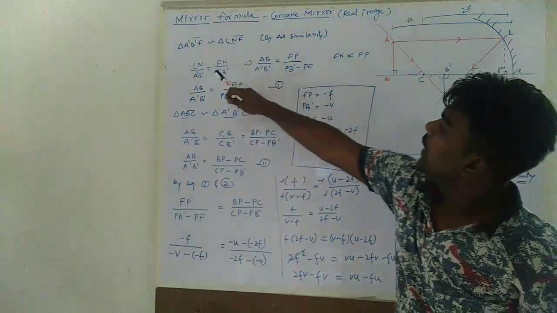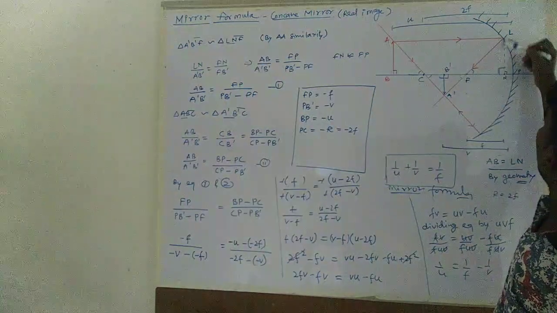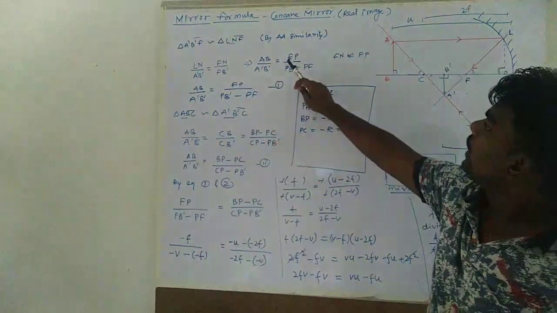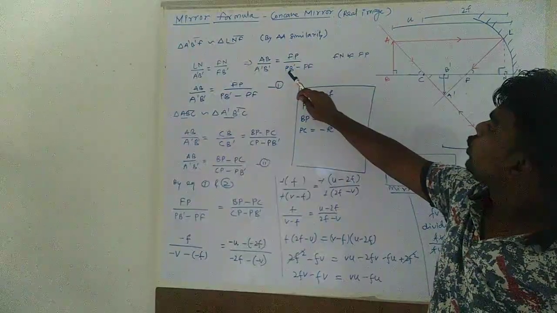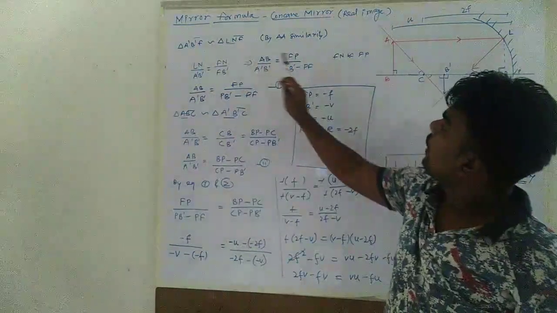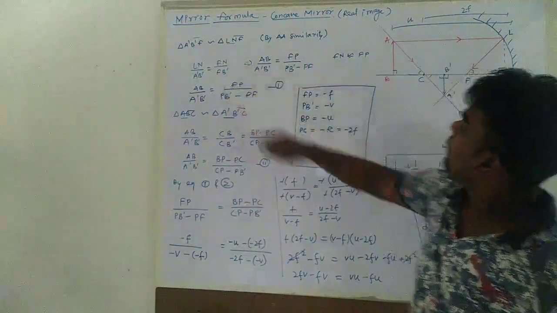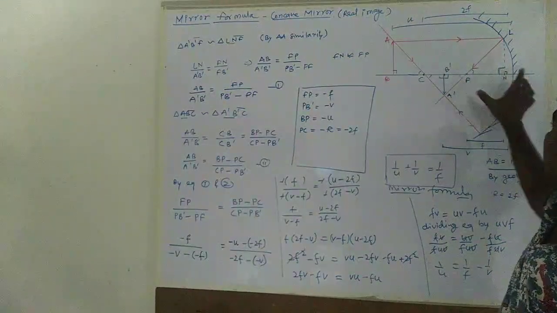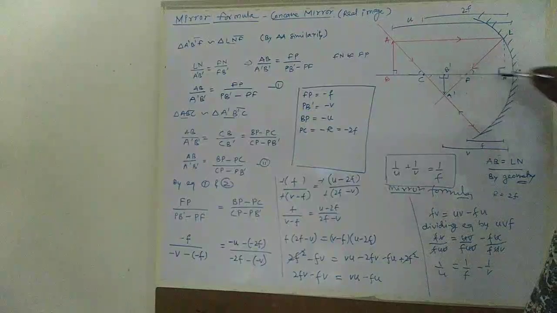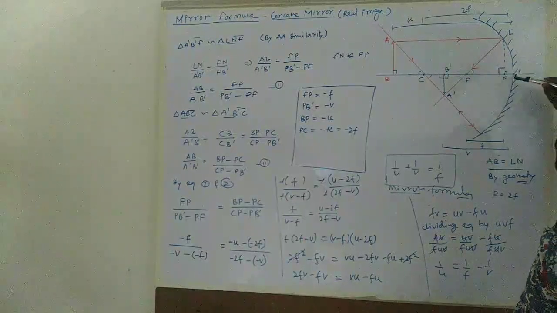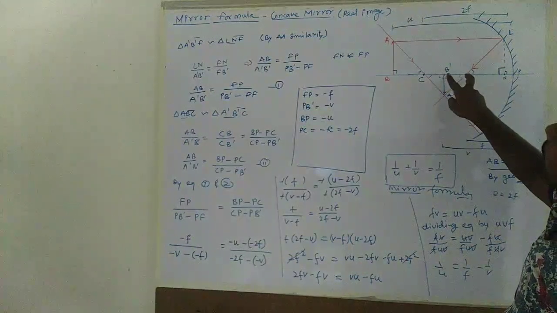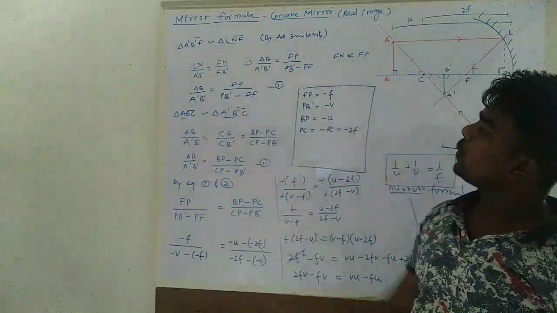So LN and AB are equal, we have taken here, then this is there. So FN we have written FP, and this FB dash we have written as PB minus PF. This PB minus PF we have taken, and this became your FB dash. And that is our first equation, so we have left it there.